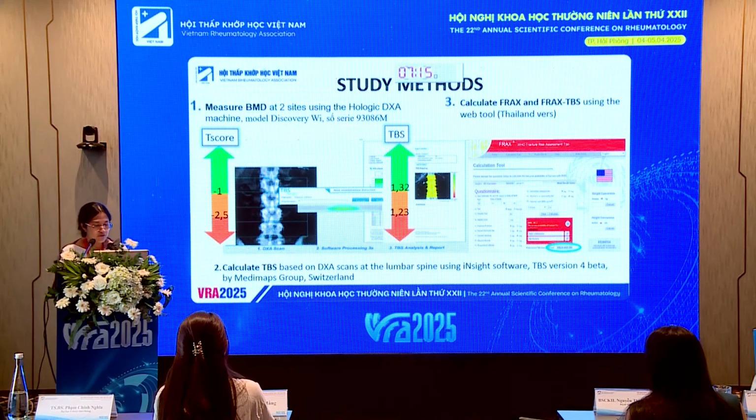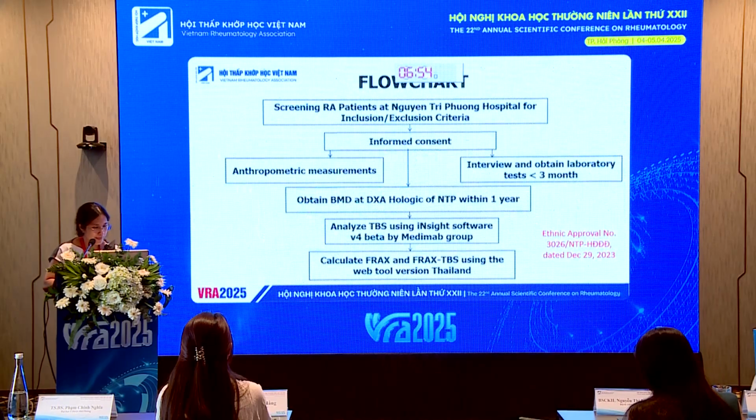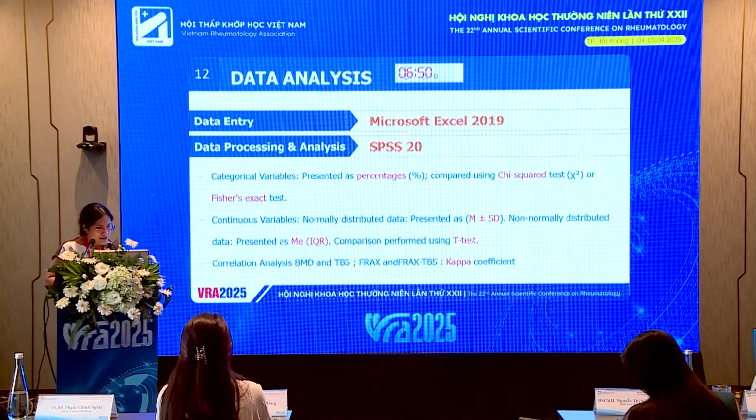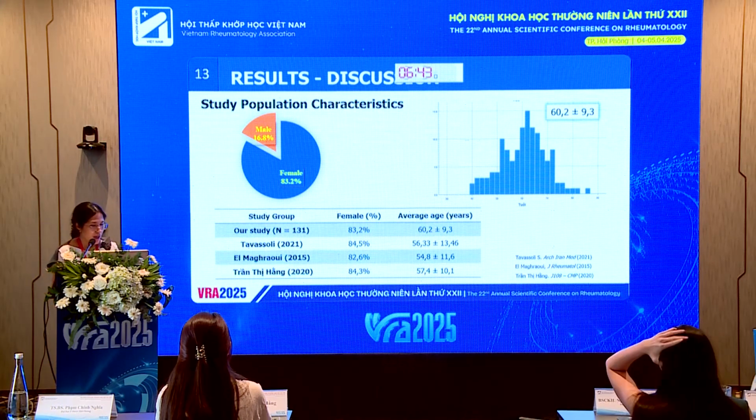Then we calculated the FRAX and the FRAX with TBS using the web tool, but we used the Thailand version because we don't have the Vietnamese version. Then we also categorized the FRAX MOF and FRAX HF into normal, medium risk, and high risk. This is a flow chart of our study. For data analysis, we used SPSS 20. And this is the result of our studies.